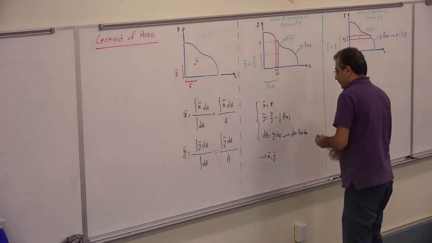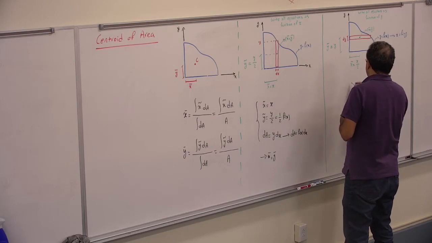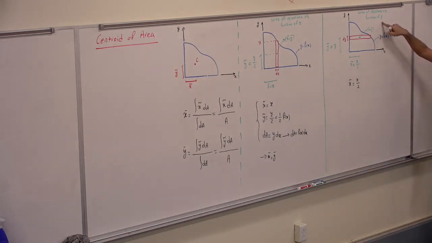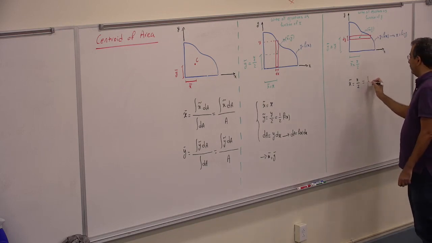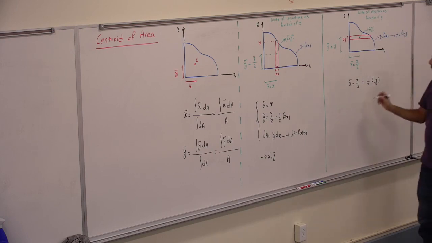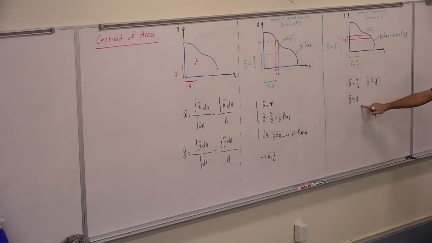And now we want to write them. X tilde is f of x, but I want them to be functions of y. So I have to say it's half of f(y). Replace the x with f(y), whatever it is. Y tilde is y. This is already a function of y, so we don't need to change it.